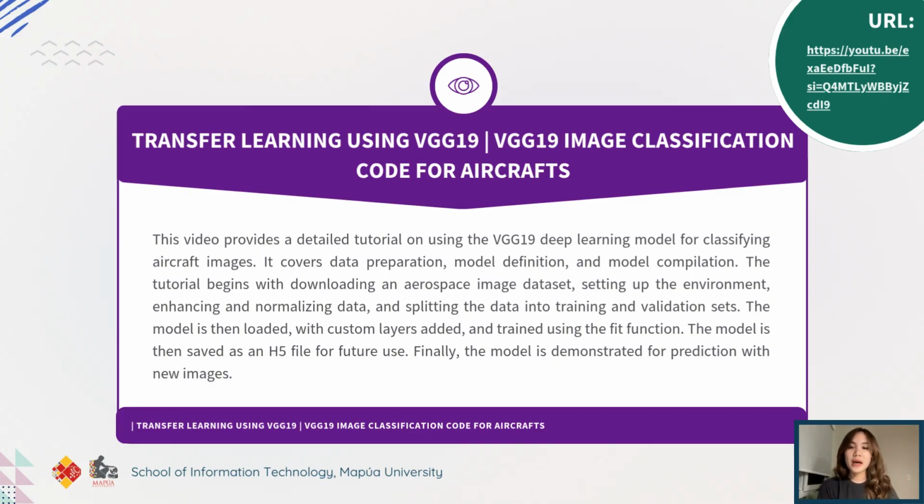The model is compiled using the Adam optimizer with a low learning rate for fine-tuning. The model is trained using a fit function, and the training history is plotted using matplotlib. The model is saved as an H5 file for future use. Finally, the model is demonstrated for prediction with new images, with the predicted class name displayed on the image using OpenCV's text function, and the image displayed using imshow.